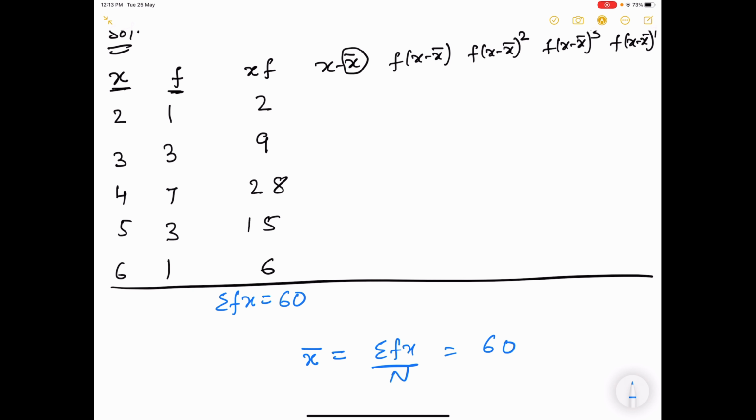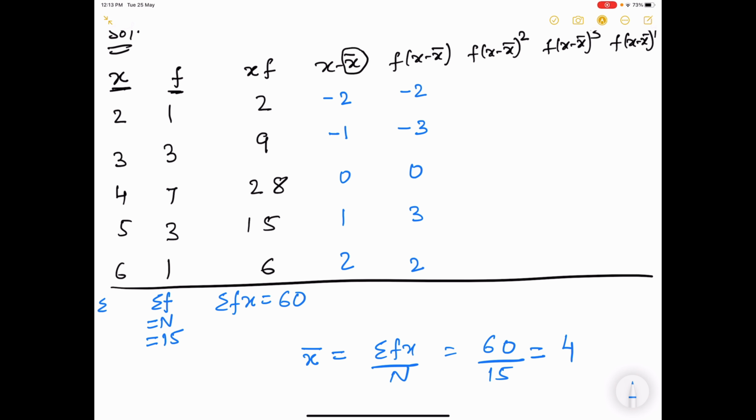And what is the number of items? What is sigma f, which is equal to n? It will come out to be 15. So we get that the mean is equal to 4. So x bar is 4. Quickly write it: 2 minus 4, so this is minus 2, and then minus 1, then 0, 1 and 2. Then we multiply this x minus x bar with the frequency. Let me complete it quickly.